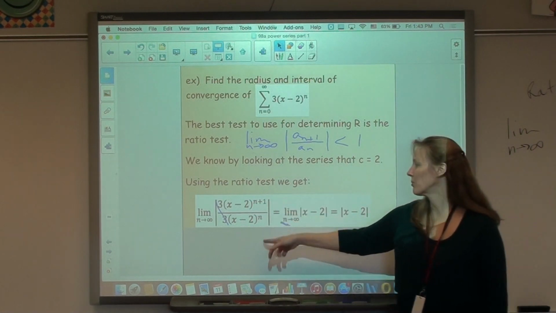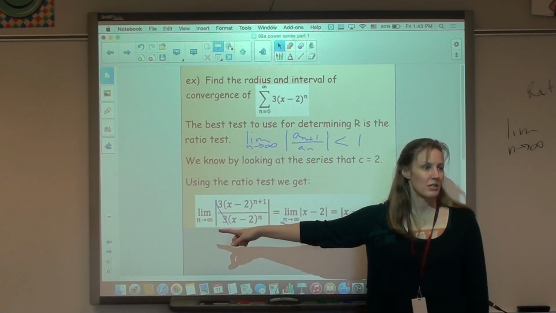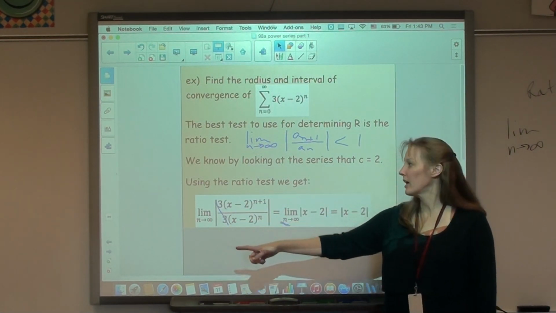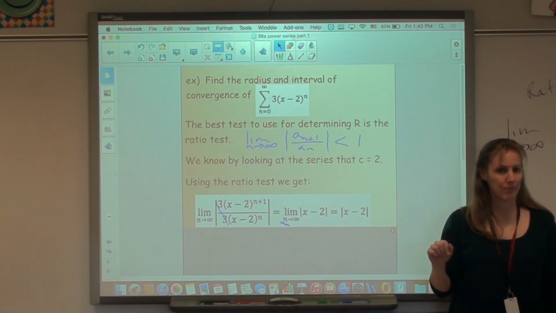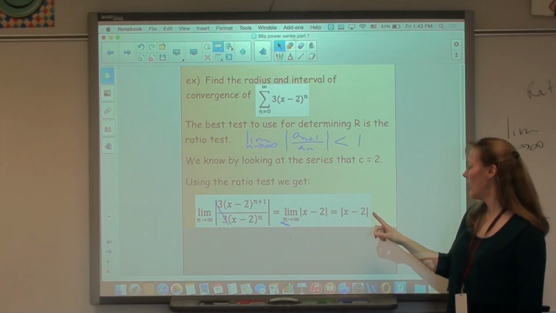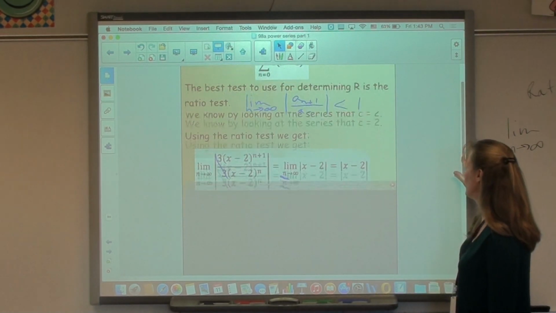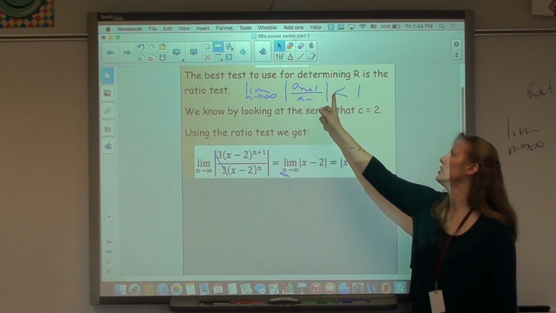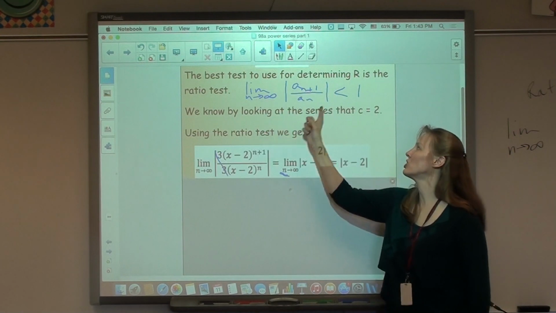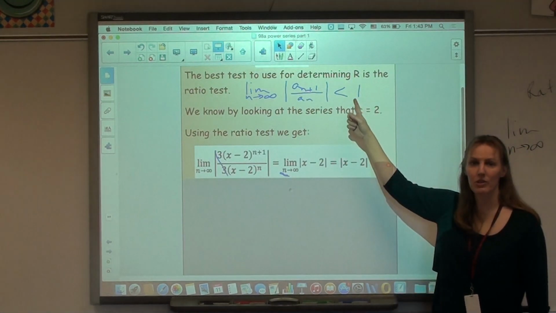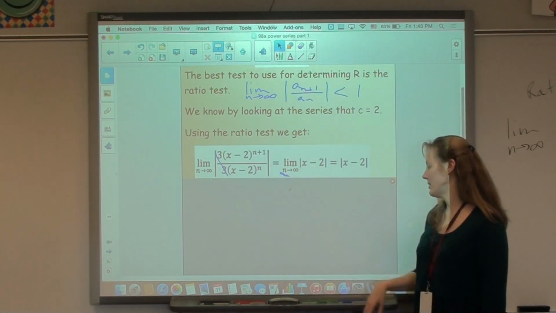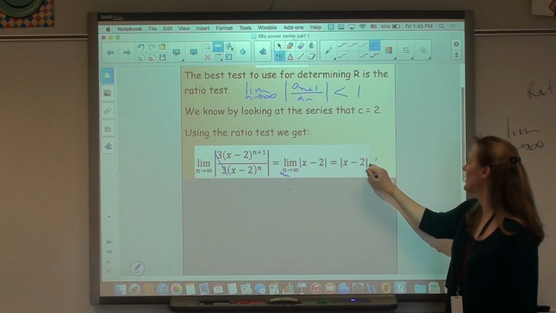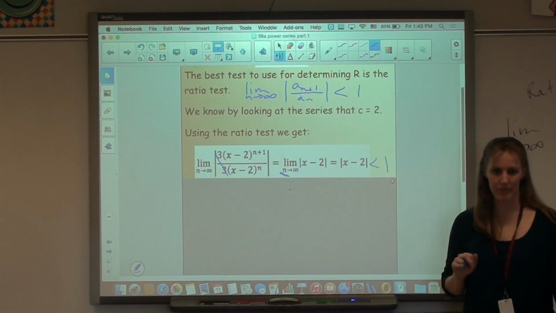Where did you put that? Because that's part of the ratio. That's just your setup for the ratio test, right? Yeah. Okay. So, ratio test, everything goes in an absolute value. That's really important. Now, I want you to think about what we know is required for the ratio test to have a converging series. In order for the series to converge, this limit has to be less than 1.